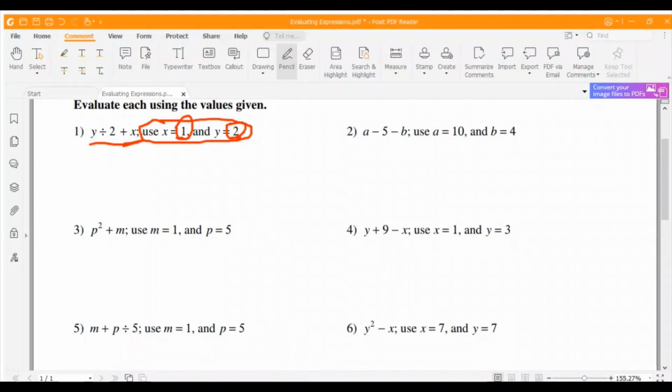Where it says y divided by 2, I'm just going to replace y with 2, and I'm going to say 2, that's a very ugly division symbol, but that's my division symbol, divided by 2 plus x. Well, x, by the way, look right there, people. It says it's equal to 1. So I'm going to replace a 1 wherever I see an x, and now it's no longer a mystery. It's not an unknown. What is y? What is x? It tells us that. So your job is to take what they give you and plug it into that expression.